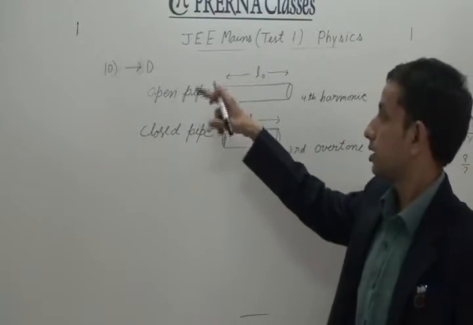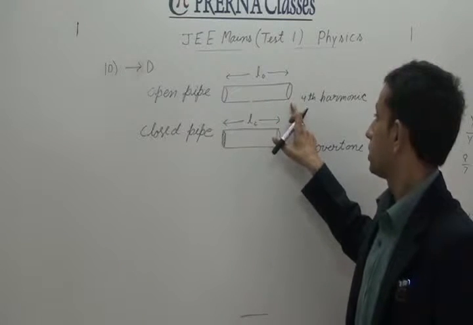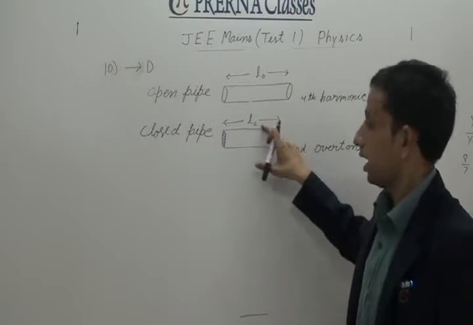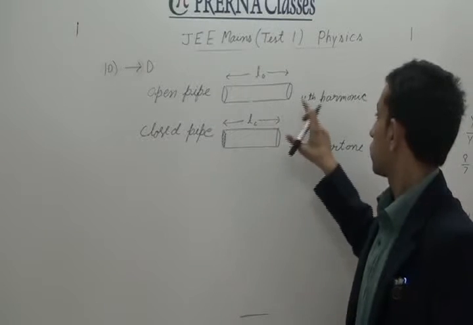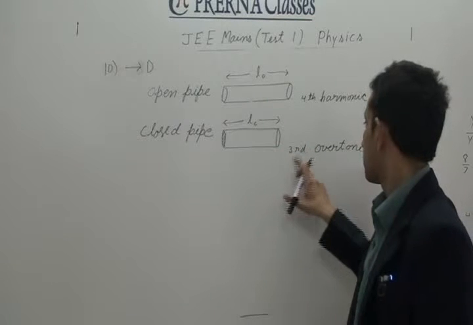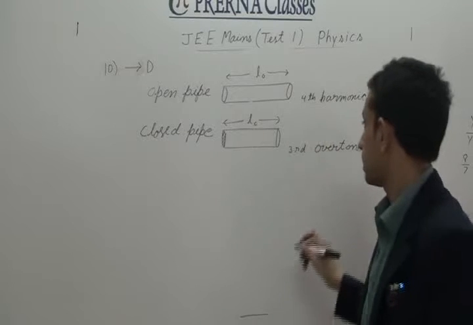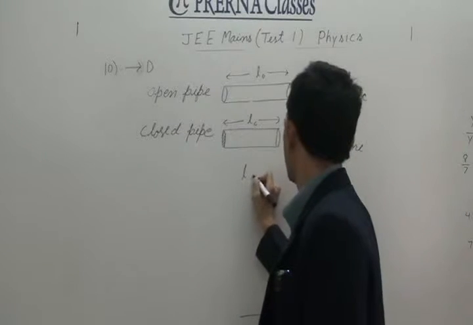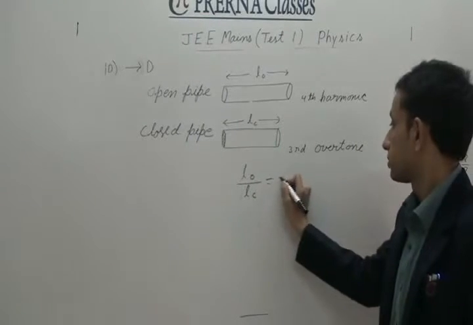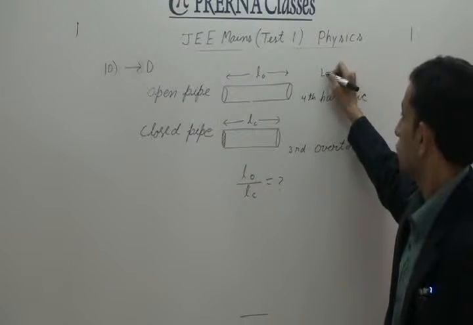Okay, come to question number 10. In this question it is written we have an open pipe and we have a closed pipe whose lengths are given LO and LC, and it is given that fourth harmonic of open pipe is having same frequency as third overtone of closed pipe, and by using this we have to find the ratio of LO by LC. We have to find this. So for this we are going to write the expression for frequency.